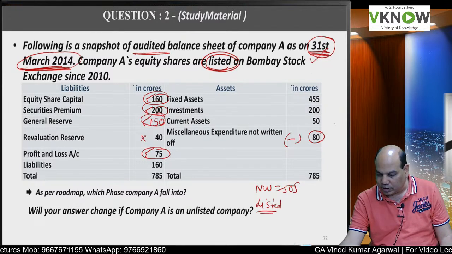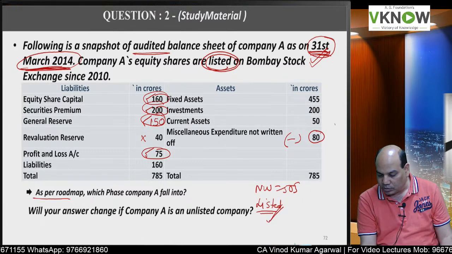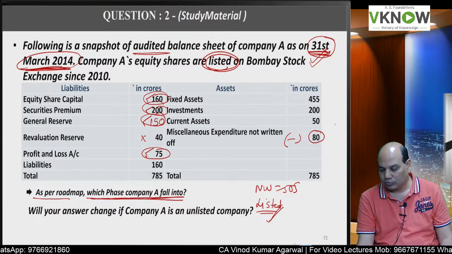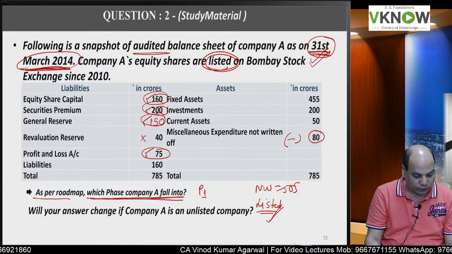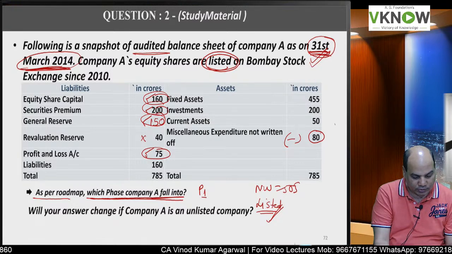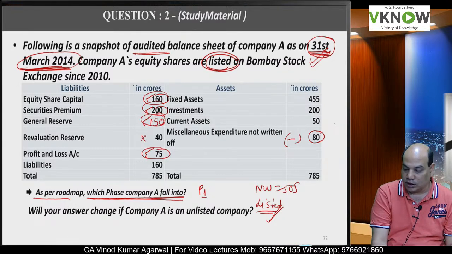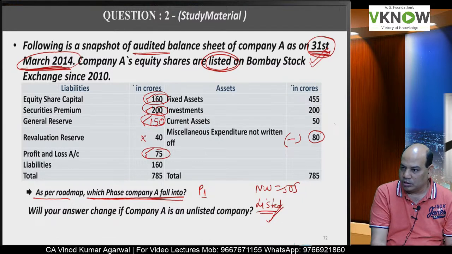So the net worth criteria was met on this date. Listing criteria was met on this date. As per roadmap, which phase will company A fall into? Phase 1. Because both conditions have been satisfied for phase 1. If you look into your book, paragraph 7, companies which are listed or in the process of listing and having net worth of 500 crore or more will come under phase 1 if their net worth on 31st March 14 is more than 500 crore.